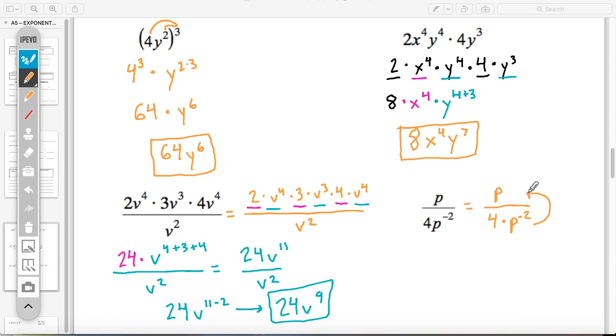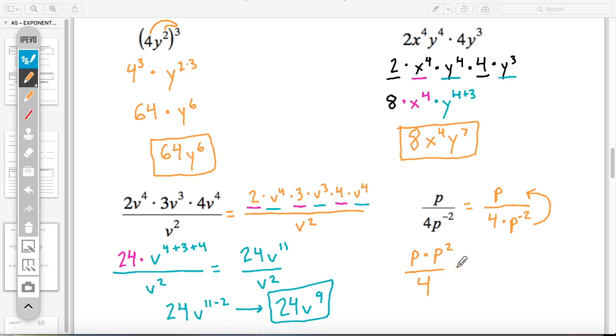So I'll draw an arrow up here. I have this p already up here, times this p to the negative second power comes up and the sign switches. So p squared. And then we have this 4 down here. If we just have a number like 4, this is to the first power. But of course we do not need to write that.